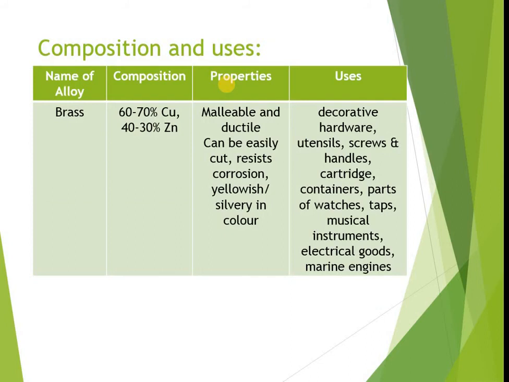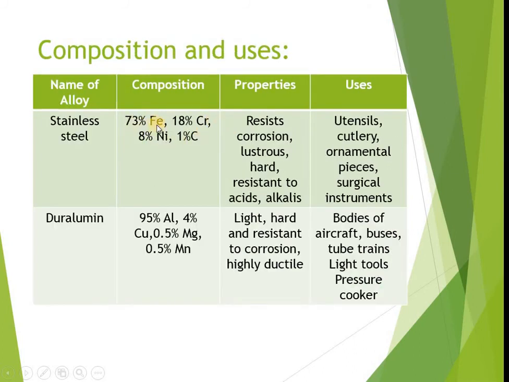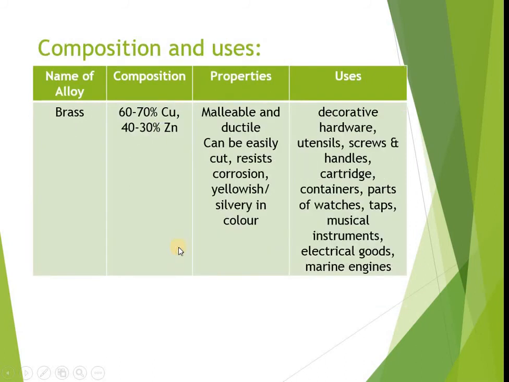Then is brass. It contains 60 to 70% copper and 40 to 30% zinc. You have to write 40 to 30%, not 30 to 40%, because if it is 60 to 40, 60 plus 40 is 100%, and 70 to 30 is 100%. So if you have more copper, you have less zinc. Copper is here the solvent and zinc is the solute. In every case, like here iron is the solvent, here aluminium is the solvent, and the others are solutes.